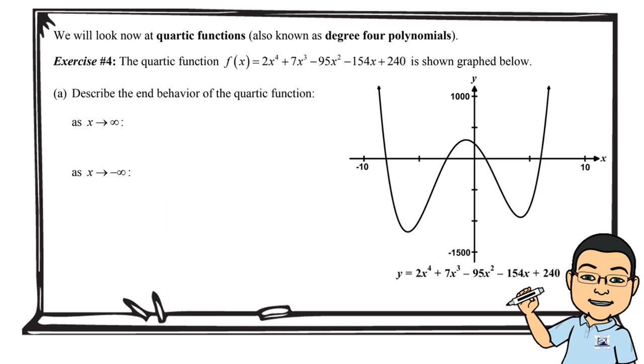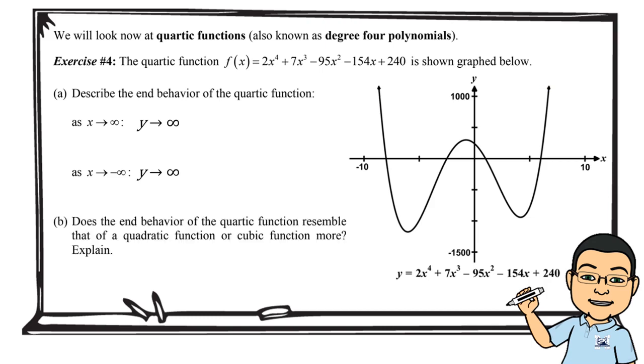These are our fourth degree polynomials. Now you're already given the graph of f of x here. Let's describe the end behavior of this quartic function. As x heads towards infinity, y heads towards infinity. As x heads towards negative infinity, y still heads towards infinity. Does this end behavior more resemble a quadratic or more resemble a cubic? Well, of course, this more resembles a quadratic because the end behavior is matched.